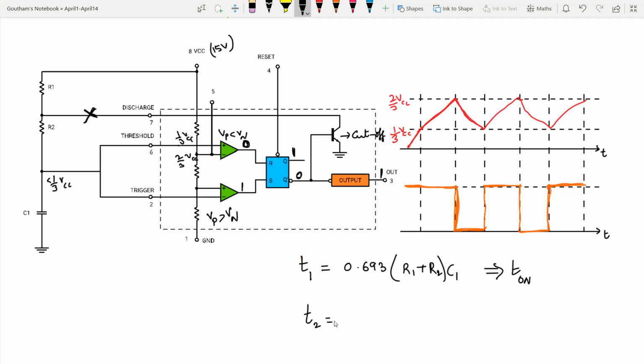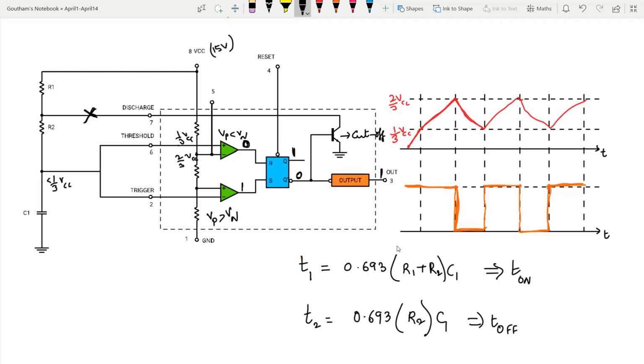T2 is similarly 0.693. Remember, in the discharge path we have only R2 into C1. So this is also called T off. T off is nothing but the duration of the time for which the output is off.